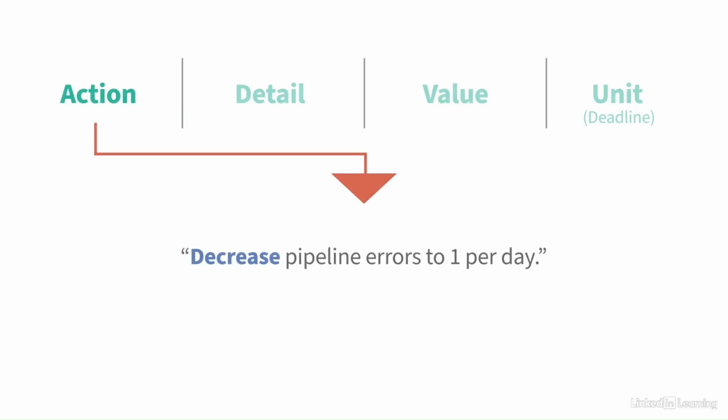Decrease pipeline errors to 1 per day. There's the date missing. So this is not as good, right? So we could say tomorrow. But this gives you the idea here. Decrease. Okay, we need to decrease the pipeline errors. Okay, for our whole pipeline to 1 error per day.